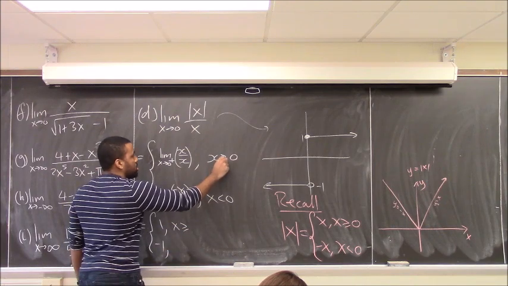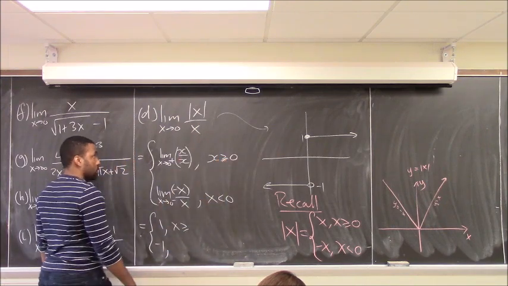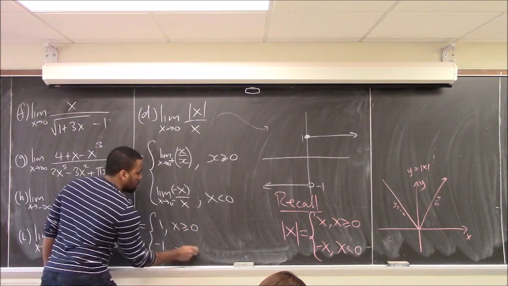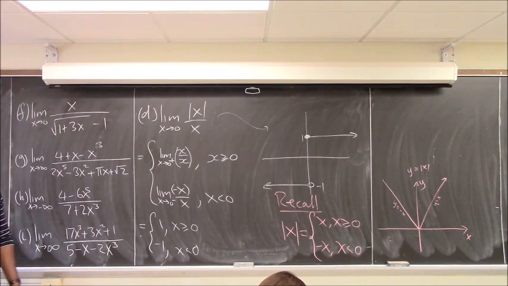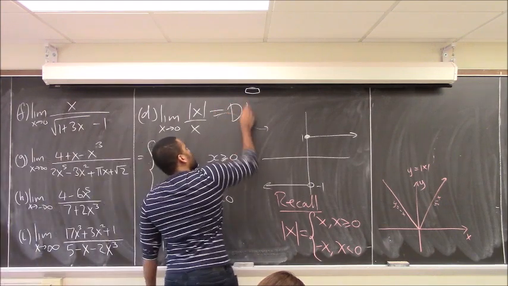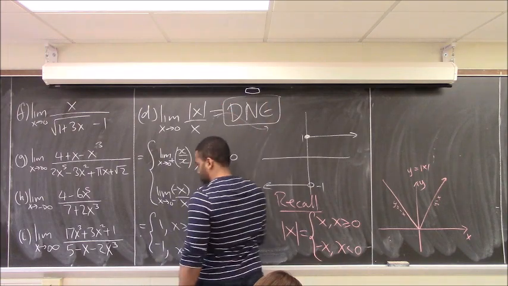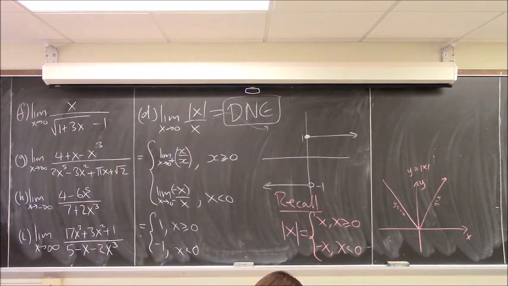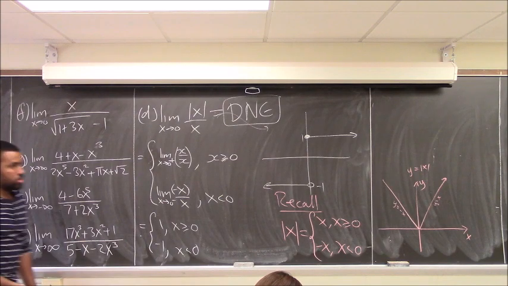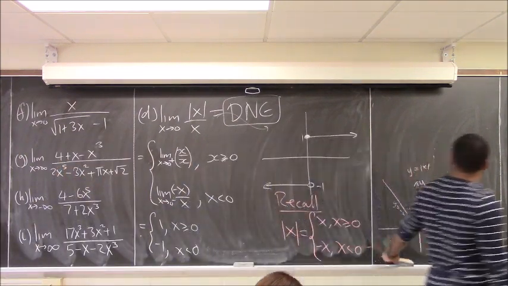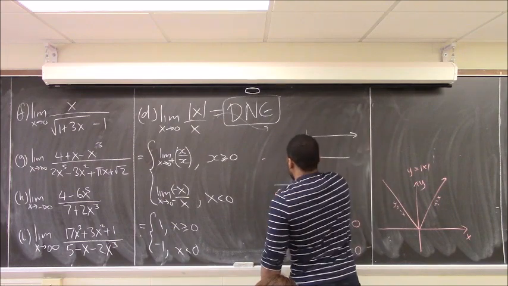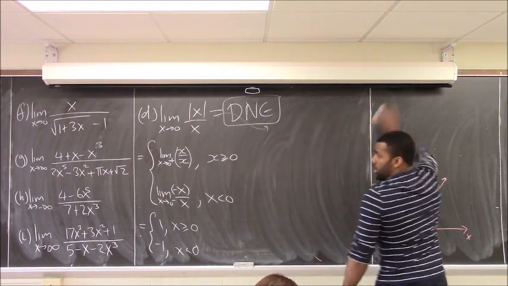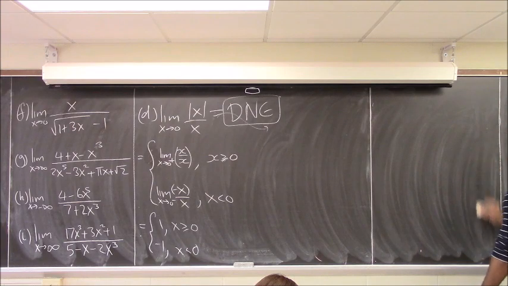It can't be 0 here, technically, because of the x in the denominator. You end up with 1 coming from the right side and negative 1 coming from the left side. So we can say it does not exist. You have to remember how absolute value behaves. Questions on that one? Okay, what about E? What's the answer?